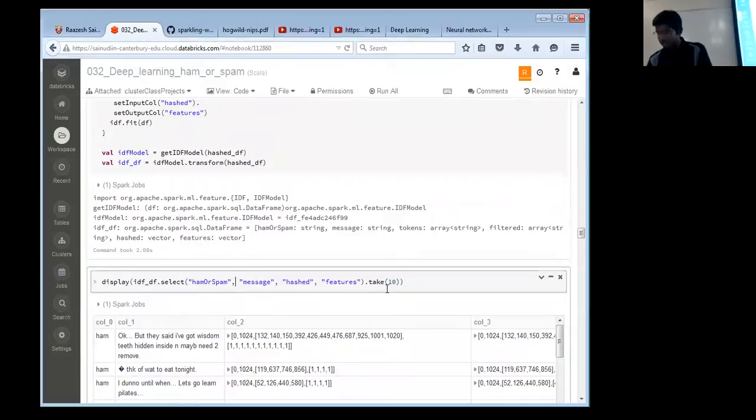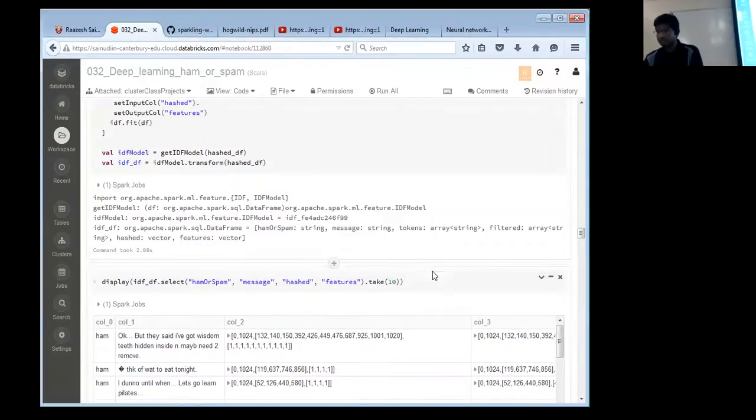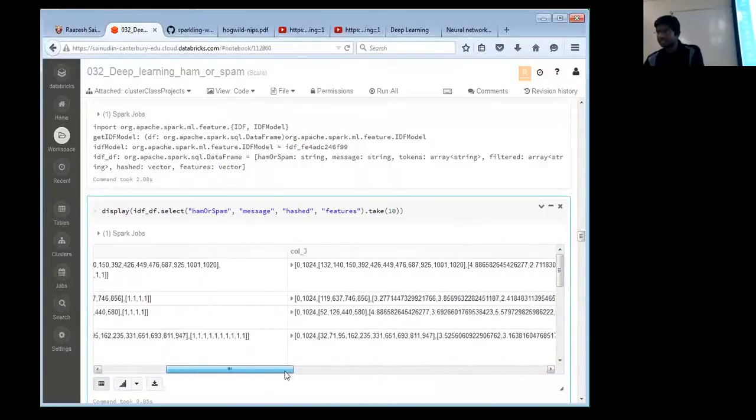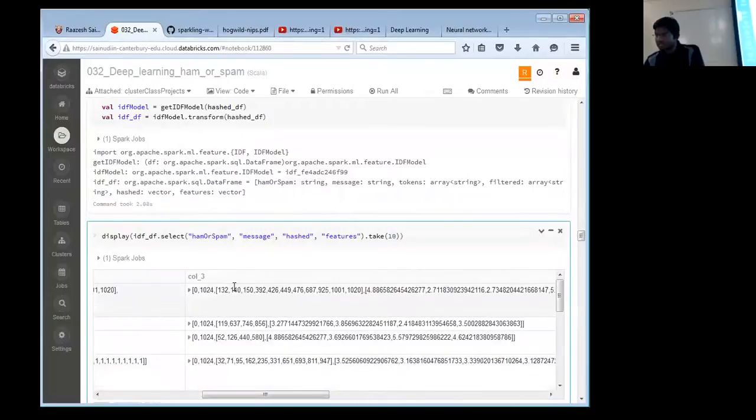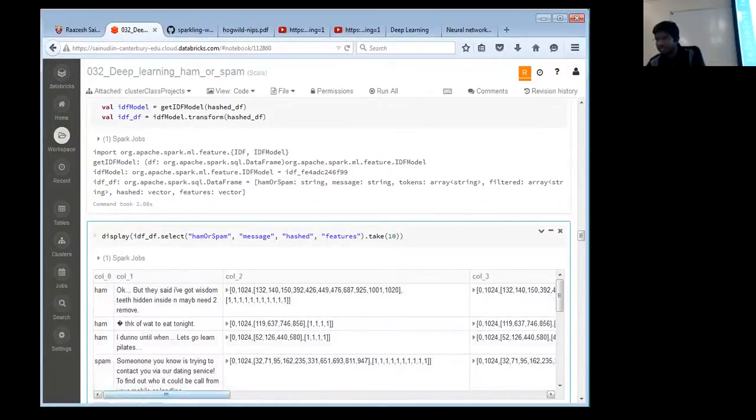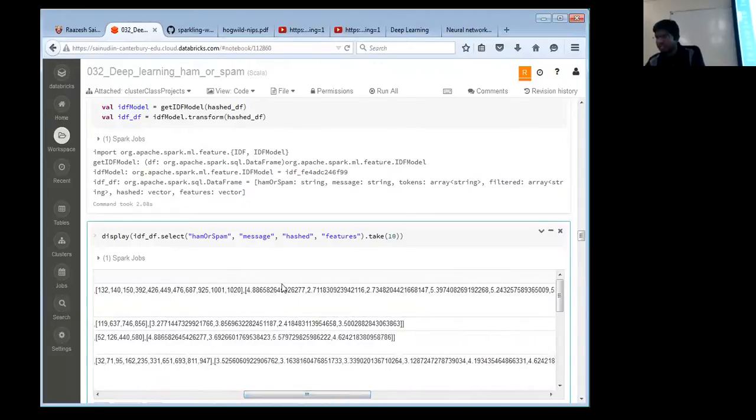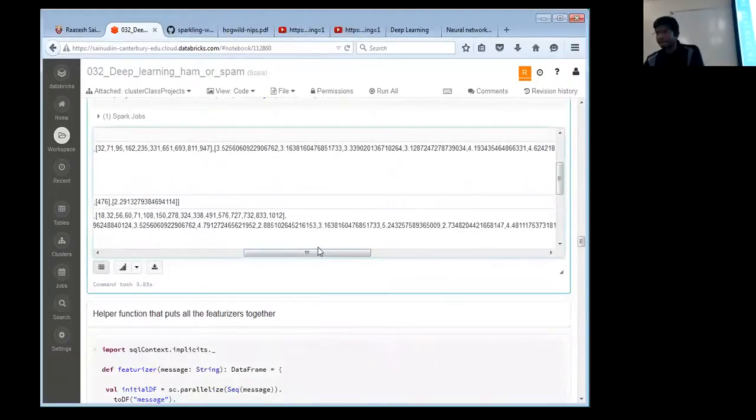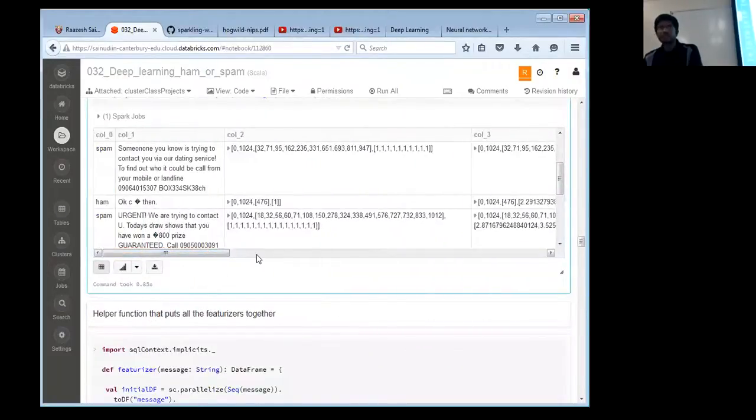So let's just display this. As we have seen before, this is the hashing frequency. And this is the TF-IDF, for the same indices, 132, 140. These values are the frequency of those terms, inverse frequency. So this is term frequency, inverse document frequency.